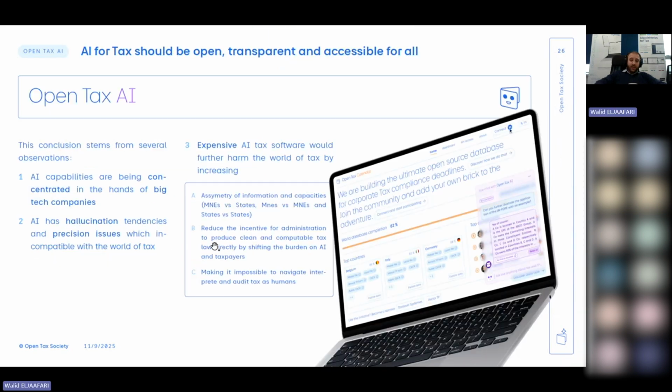Finally, the last initiative is Open Tax AI. This one relates to what I explained at the beginning about the fact that black boxes are dangerous in the world of tax. So right now, a lot of the AI capabilities are being concentrated in the hands of some big tech companies. And at the same time, it's not qualitative enough for tax and it's expensive. So basically what we want to do is to fight the potential asymmetry of information and capacities between the companies and the states, or between two companies, or between two states, by making a shared open tax solution that would be available for all.